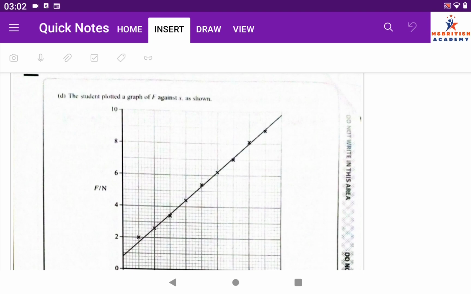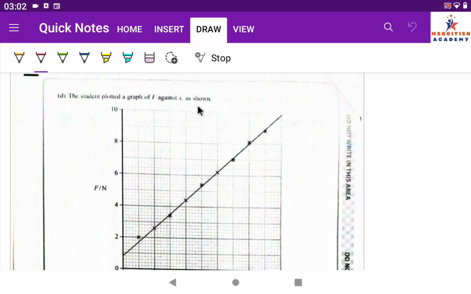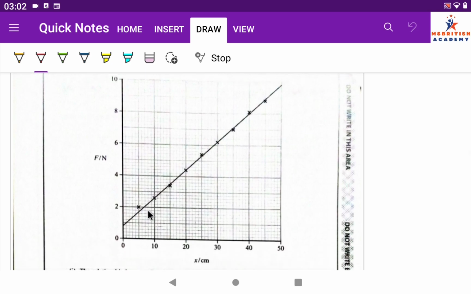So, see question number D. The student plotted a graph of F against X as shown. On the x-axis we have plotted the X values: 5, 10, 15 centimeter, 25, 35, 45. At 5 the value was 2, at 10 the value was 2.6, at 15. So the values are plotted and a straight line can be made.